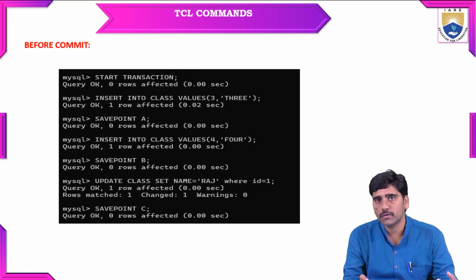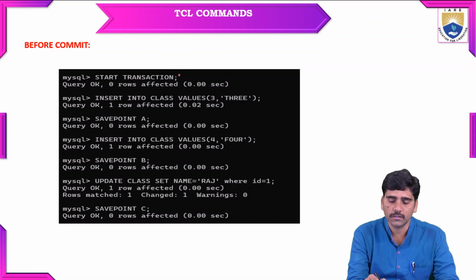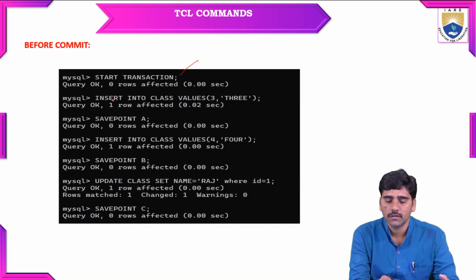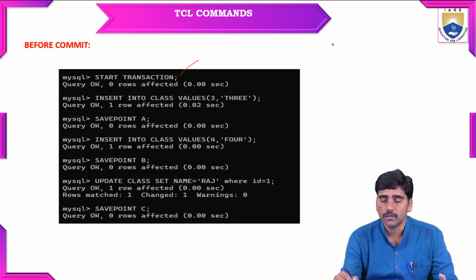So how do we perform the save point operations before commit? We need to start the transaction here. After starting the transaction, I am going to insert the values. Right now the table class contains ID and name, with ID values 1, 2 and the names also 1, 2. The two values are in the table.